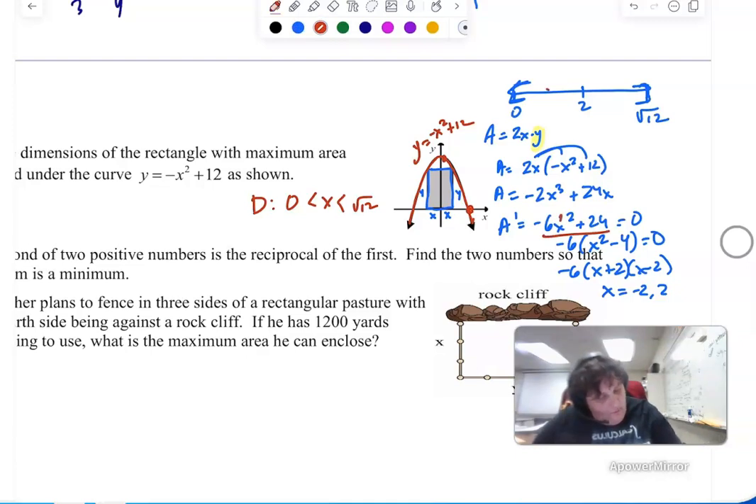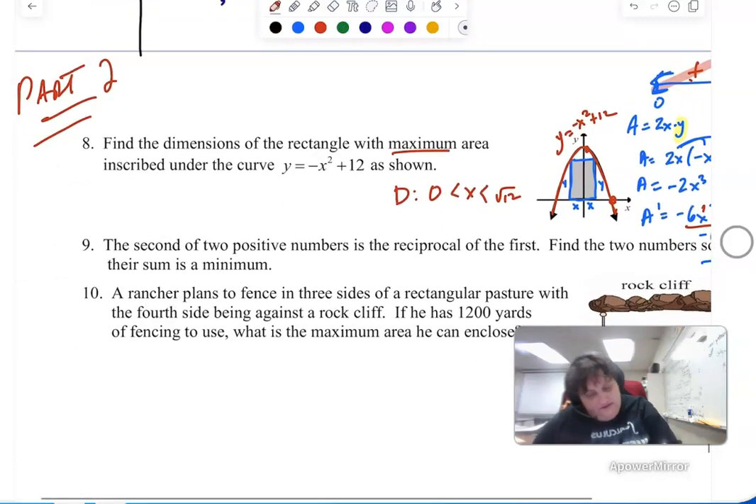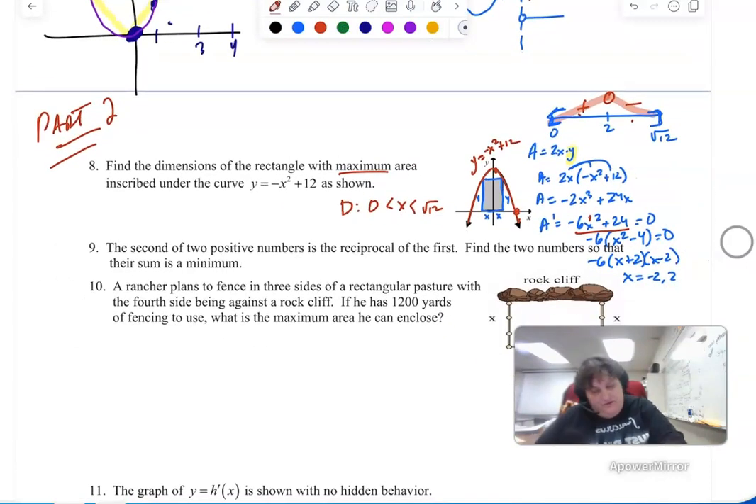Now, if I plug in 1 right here, negative 6 plus 24 is positive. If I plug in 3, let's say, 3 squared is 9 times negative 6 is negative 54. Anyway, that's going to be negative. And so this goes increasing, decreasing. So sure enough, it's going to maximize right here. And it's asking me for the maximum. So the dimensions to maximize it would be x equals 2.